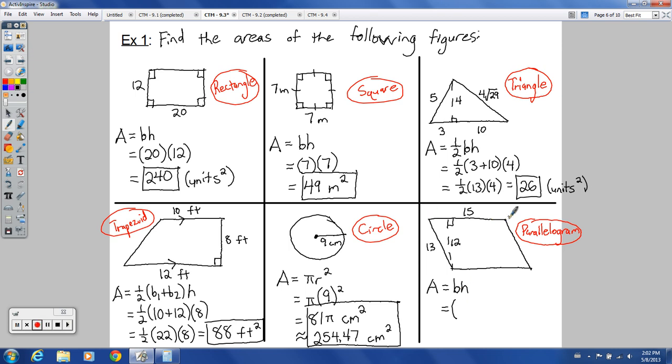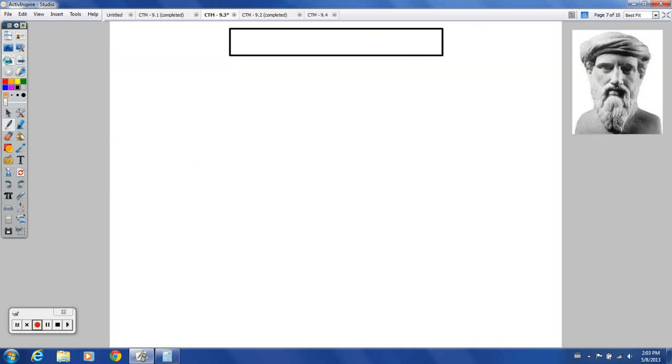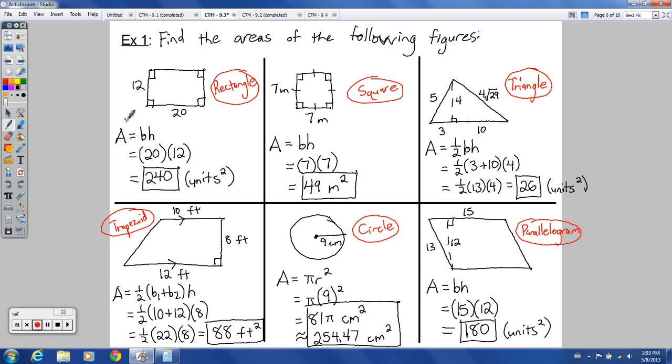What are the perpendicular parts? Again, look for the perpendicular parts. It's 15 and 12. It is not the 15 and the 13. The perpendicular parts are 15 and 12. So if we multiply those together, we should get 180. No units given. That is sufficient right there. If you say the word unit, you better put units squared to be precise, to be right. Alright, so that'll do it for the areas.